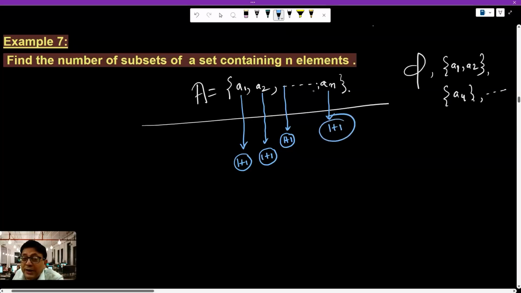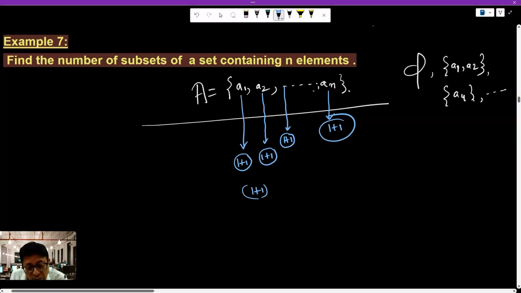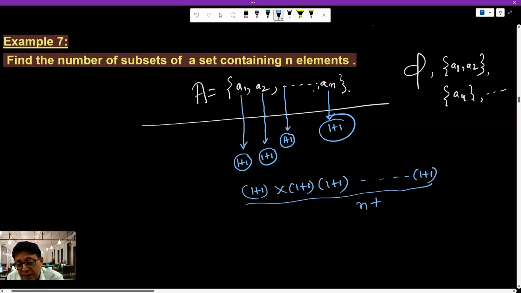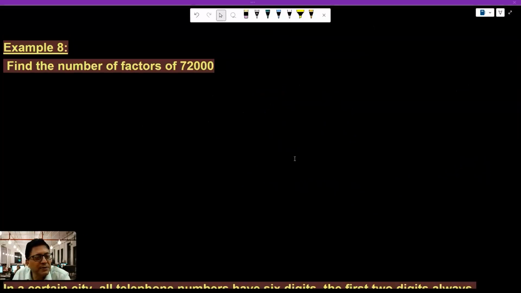So this is being repeated for all n elements. So this product is 1 plus 1 into 1 plus 1, and this is going to be repeated n times. So the answer is 2 to the power n. Am I clear? The answer is 2 to the power n. The number of subsets of a set containing n elements is 2 to the power n. Clear? An excellent problem in this category.